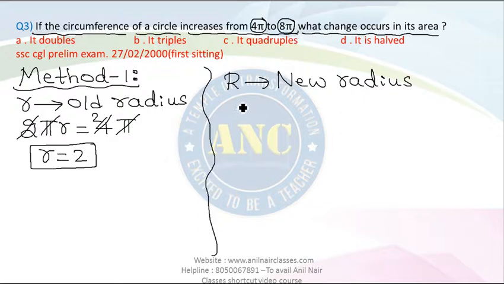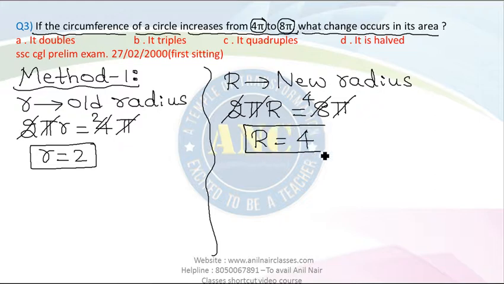That means new circumference is 8 pi. New circumference is 2 pi into capital R. This is equal to 8 pi. Pi cancels. 2 into 1, 2 into 4. So capital R value is nothing but 4 units. That means original radius was 2 units, new radius is 4 units.